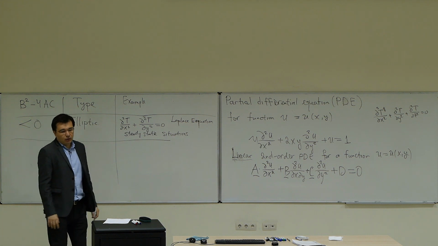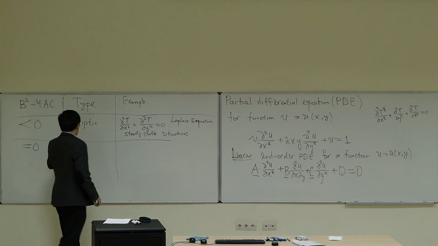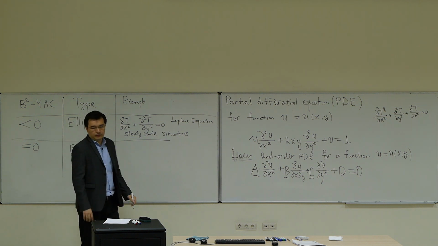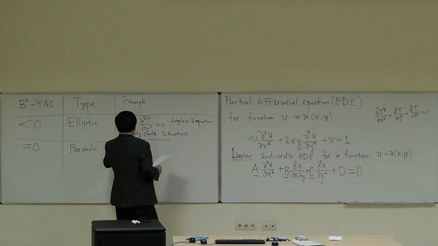The second possibility is when it is equal to 0, and that equation is called a parabolic equation. An example of that equation is heat conduction.